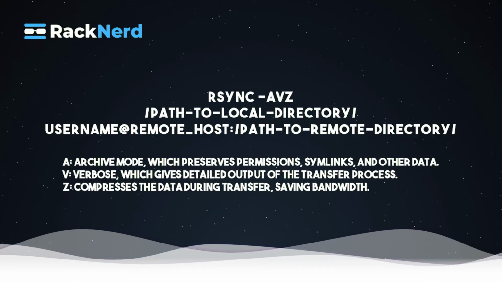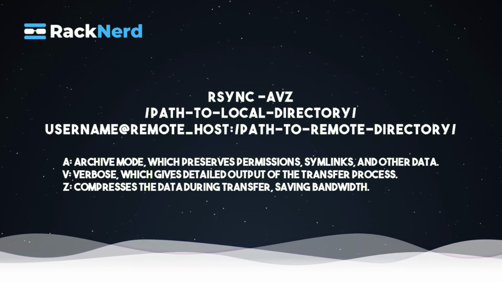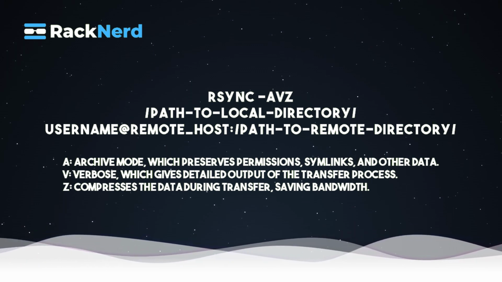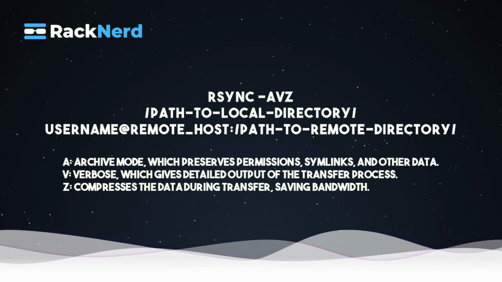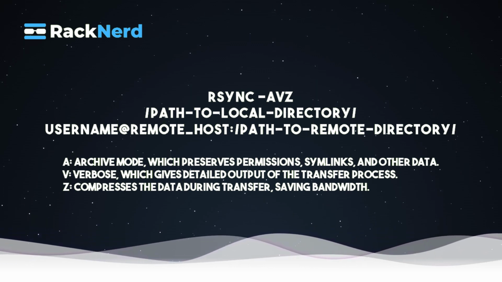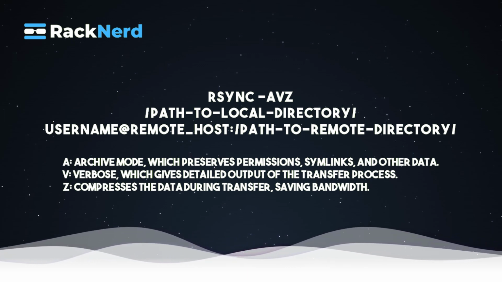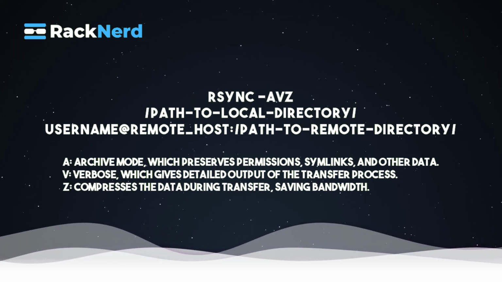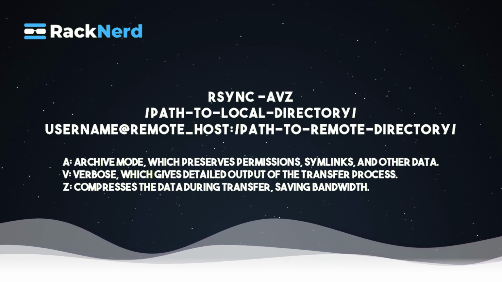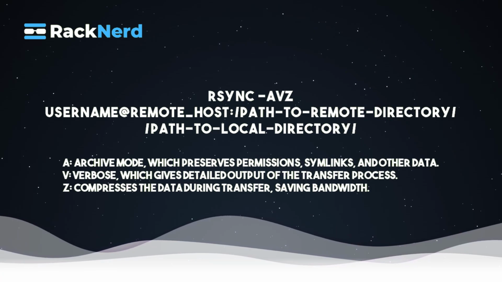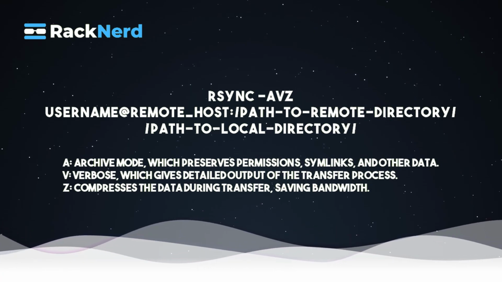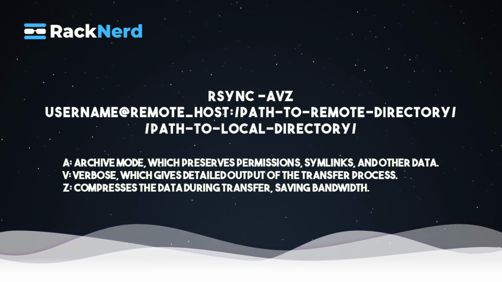Alright, once you have two servers to work on, let's go ahead and get started with the basic usage of Rsync guide. Now, here's how to synchronize a directory from your local machine to a remote server. Just use this command with this format. A, archive mode, which preserves permissions, symlinks, and other data. V, verbose, which gives a detailed output of the transfer process. Z, compresses the data during transfer, saving bandwidth. Now, if we need to synchronize files from a remote server to your local machine, use this command with this format. It's basically just interchanging the local path and remote path.